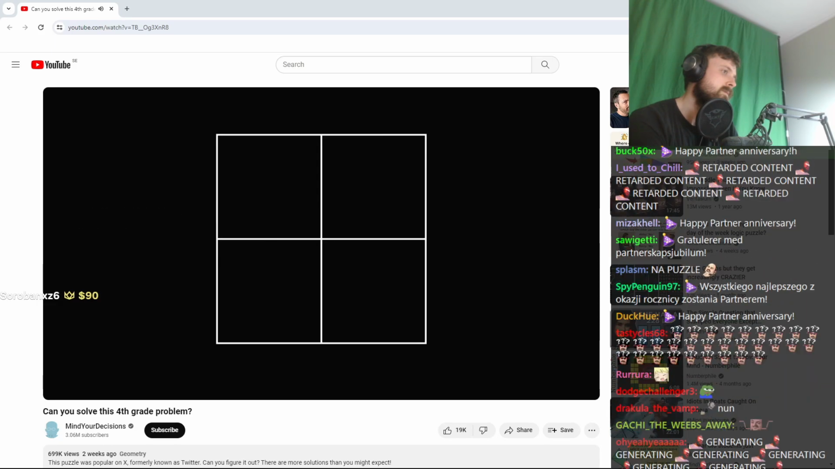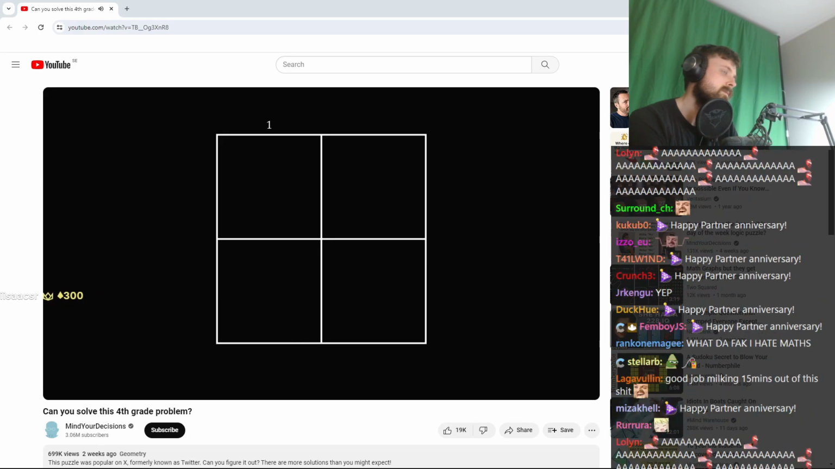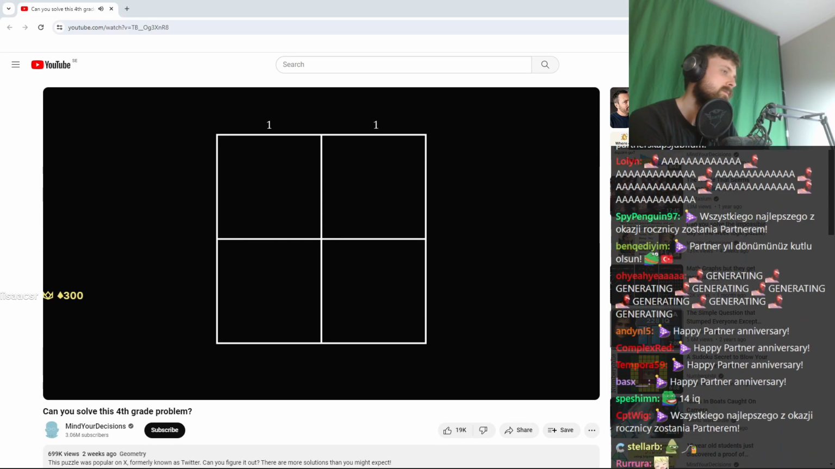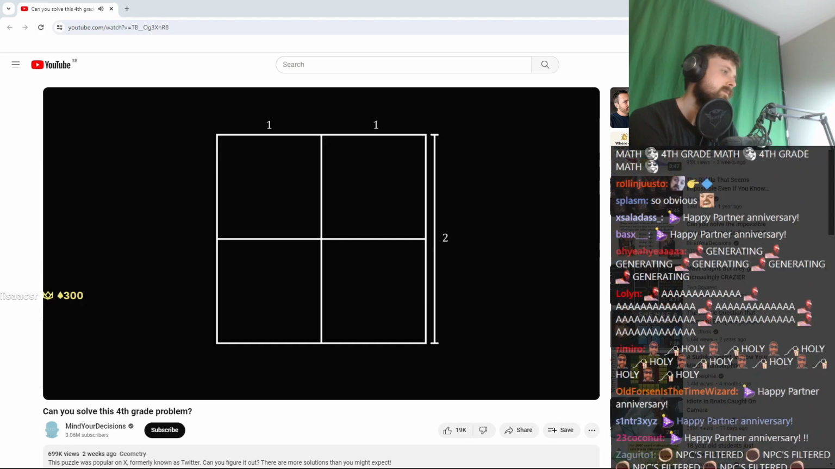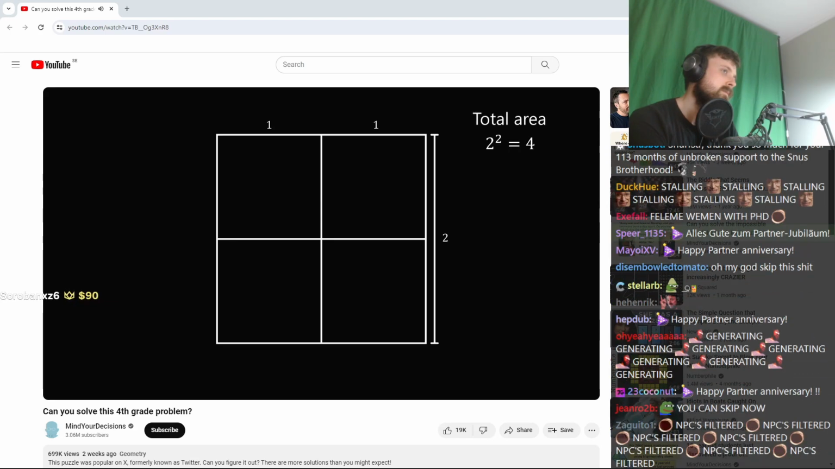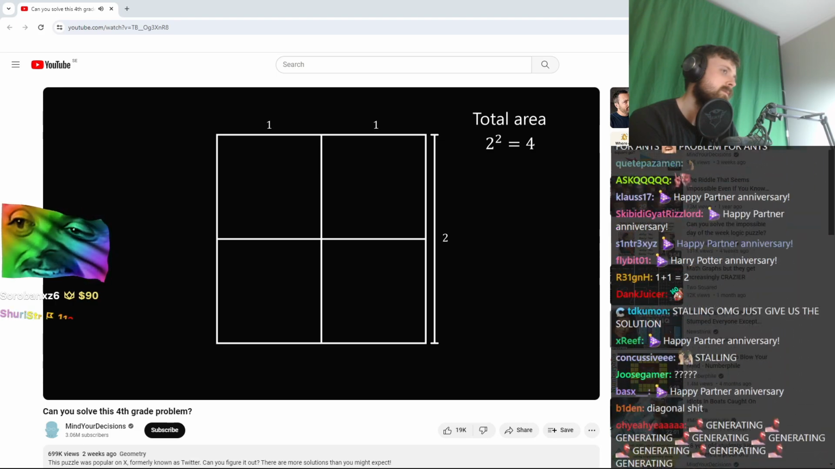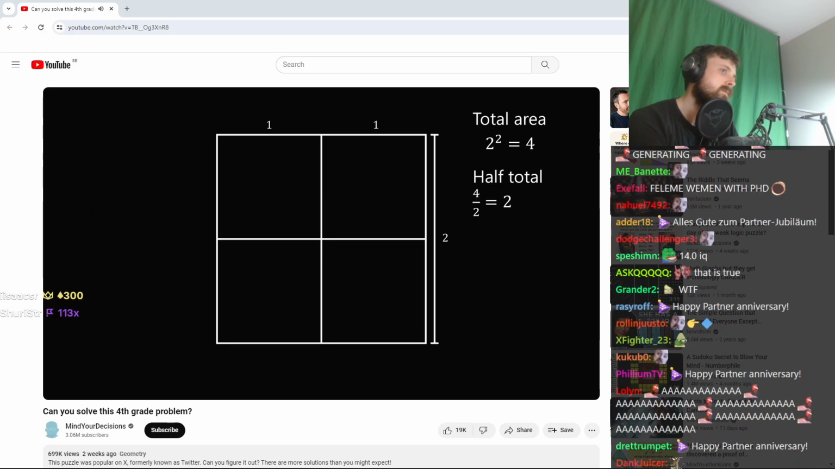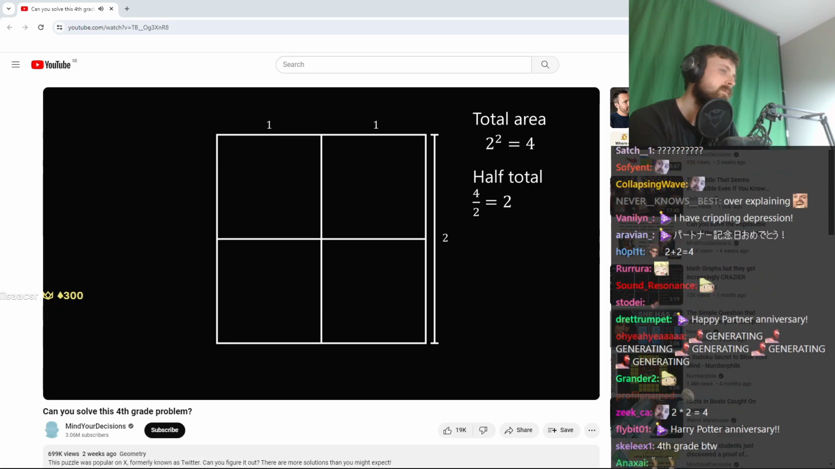So let's think about this as an adult. Let's imagine that one of the small squares has a side length equal to 1. So the other square also has a side length equal to 1, and the entire large square has a side length equal to 2. The total area of the large square will be 2 squared, or 2 times 2, and that equals 4. Now we want half of the area to be shaded. So half of the total will be 4 over 2, which equals 2.